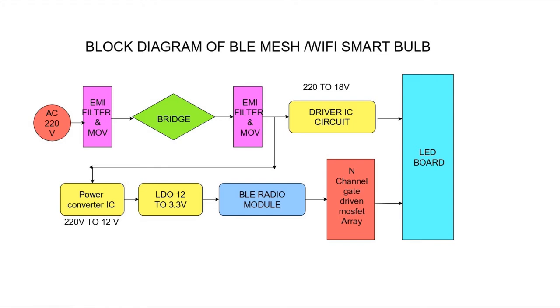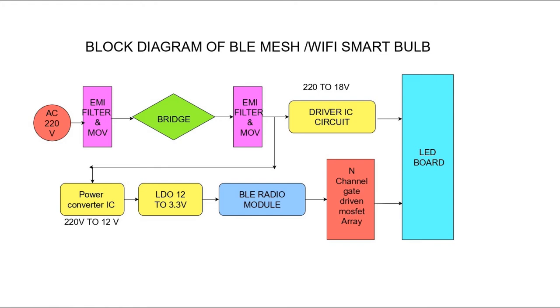The 220 volt AC is fed to the EMI filter and MOV. The EMI filter then gets connected to the bridge rectifier circuit. The bridge rectifier is then connected to secondary filter and MOV. The secondary filter is then connected to the driver IC and circuit. The output of the driver IC circuit is connected to the LED board.